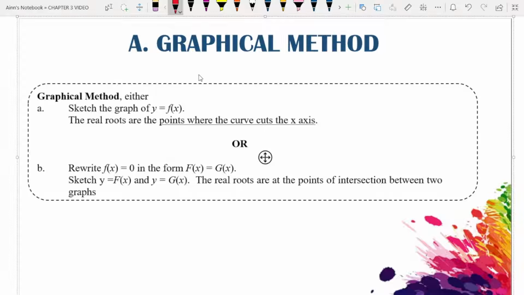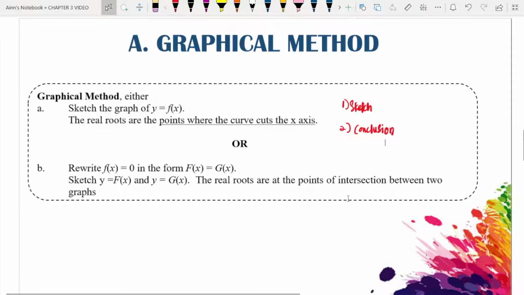So this is how we use the graphical method. If you have one function, let's say y equals f(x), the real roots are the points where the curve cuts the x-axis. And if you have two functions, let's say f(x) and g(x), the real roots are at the points of intersection between the two graphs. If the question asks you to show if the real root exists, what you have to do is first sketch the graph, and second, write the conclusion. Your conclusion will include whether there is a point of intersection or a point that cuts the x-axis.